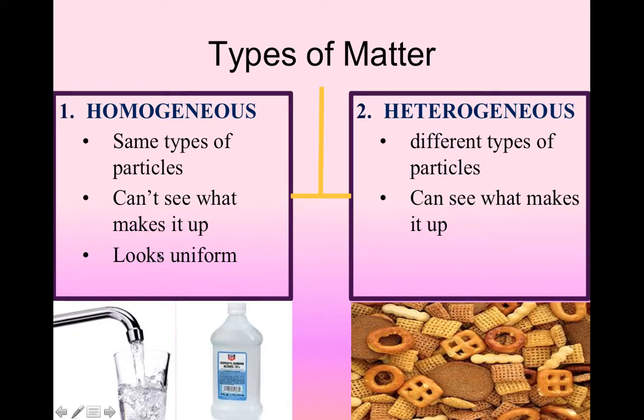So let's look at these images below for homogeneous. What we have right here is water. Water is a great one because when it pours out, it's the same throughout. Rubbing alcohol. Kool-Aid. Even though I mix the drink powder in there, it is the same. It's uniform all the way throughout. But heterogeneous would be this one, the Chex Mix particles, where I can see all the different components, the pretzels, and the different types of Chex items there.